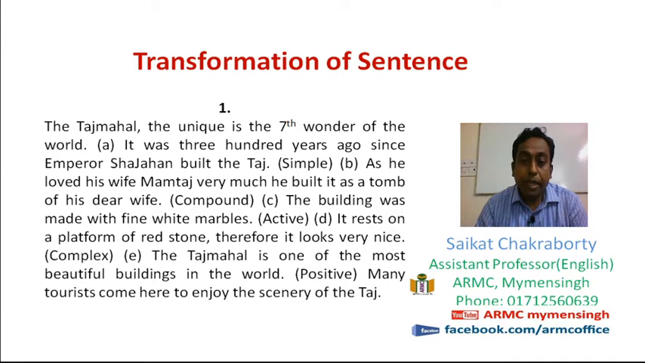Number 2, as he loved his wife Mumtaz very much, he built it as a tomb of his dear wife. We know if we want to make a sentence compound, then we need to use and so, but, therefore. So we can say here, he loved his wife Mumtaz very much, and so he built it as a tomb of his dear wife.